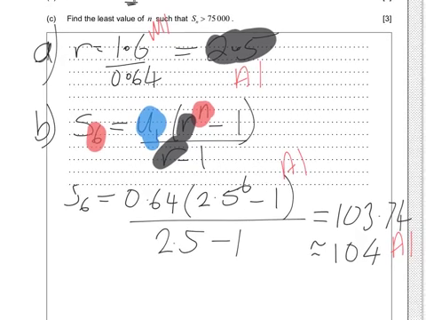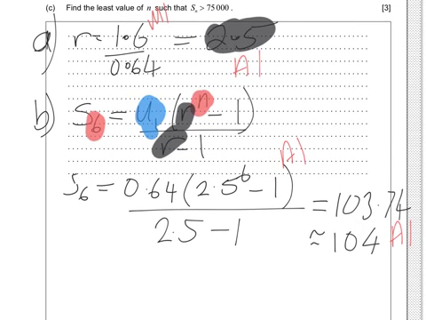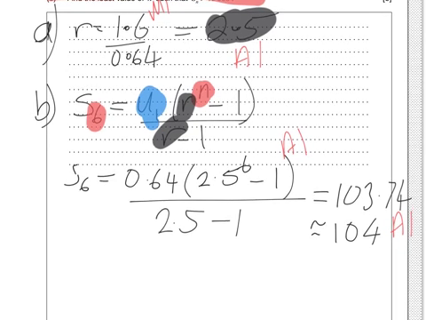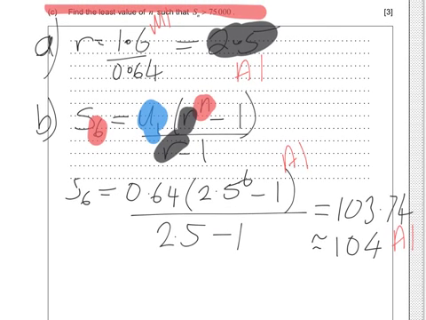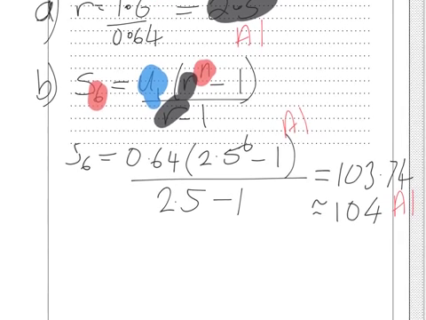Part C, find the least value of n such that Sn is bigger than 7,500. There's two ways to do this. There's the sort of maths, algebraic way, which in a certain sense is more appealing. But, given that this is a calculator paper, given that time can be a factor, the more sensible thing to do is to do it using a table of values.